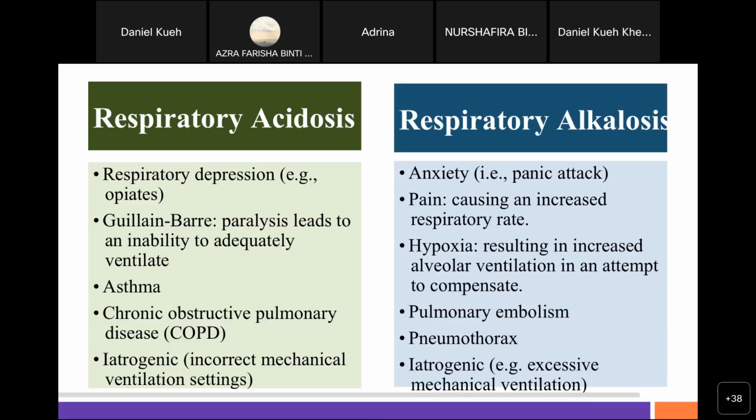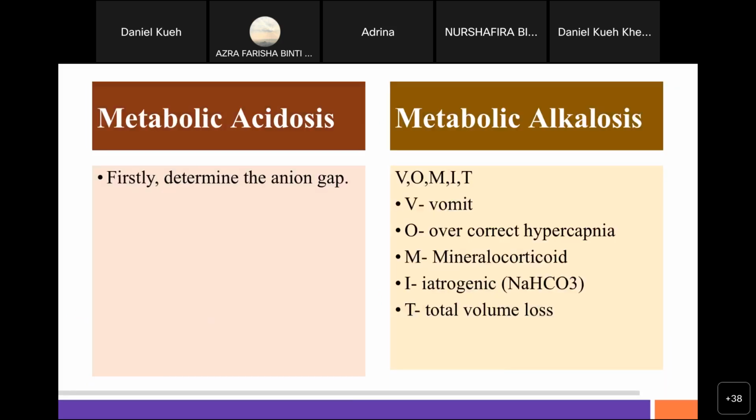So this is the differential diagnosis if you decided this patient is respiratory acidosis or respiratory alkalosis. And then this is the differential diagnosis for metabolic acidosis and metabolic alkalosis. For the alkalosis, you can just use the mnemonic lah. I don't know how you call it, but you use this. So vomit, then you use V for vomit, O for overcorrection, mineral corticoid, iatrogenic, then you use total volume loss. So you don't have to memorize, you just use this.